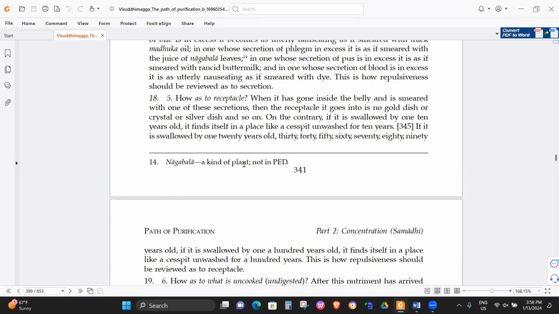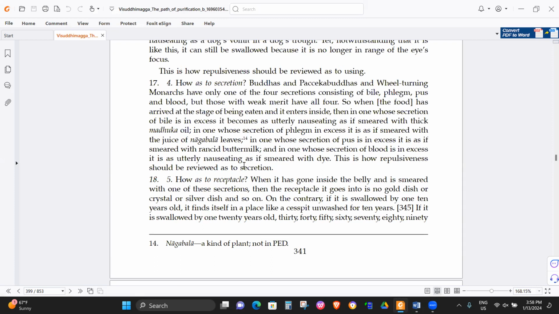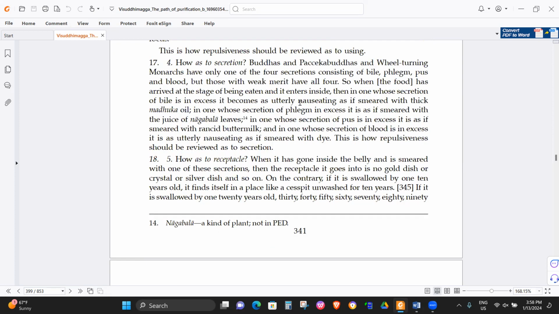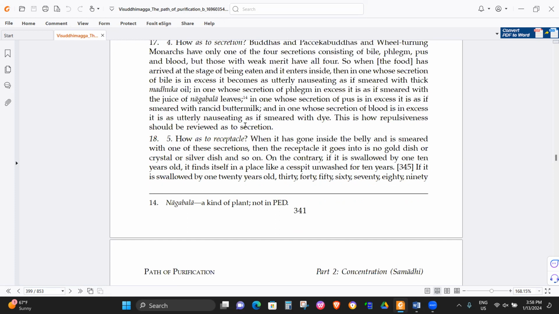Okay, number 18. Okay, Saji, I think it's stated there. They said to have only one of the 4 secretions. Yeah, but the question is why? Merit have all 4. Yeah, but as a human, we all got most of them, right? Bile, phlegm, pus, and blood. Yes. Okay. So we just leave it because this one we cannot find.